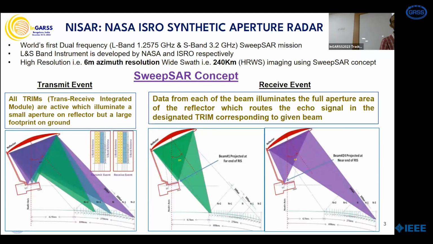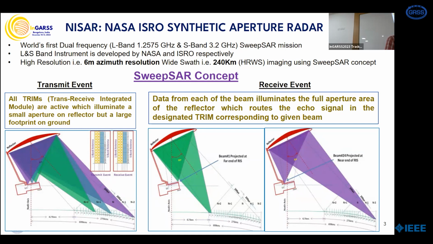So NISAR stands for NASA ISRO Synthetic Aperture Radar. It is the world's first dual frequency SweepSAR. The L band is operating at a nominal center frequency of 1.2575 gigahertz, and the S band is operating at 3.2 gigahertz. The L band instrument is developed by NASA, and the S band instrument is developed by ISRO.